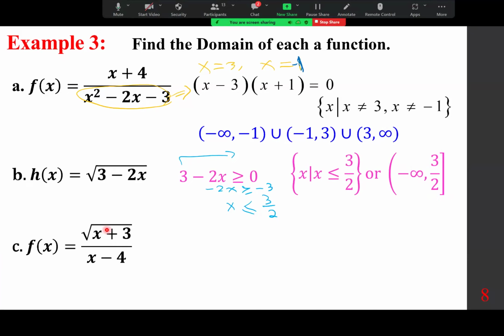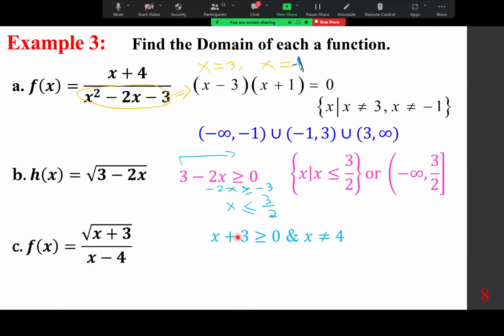F of x equals square root of (x plus 3) over (x minus 4). Well, the top part, x plus 3, must be larger than or equal to 0 because the index is missing, which means the index is 2. And the bottom one says x cannot be 4, right? x minus 4 equal to 0, x cannot be 4.